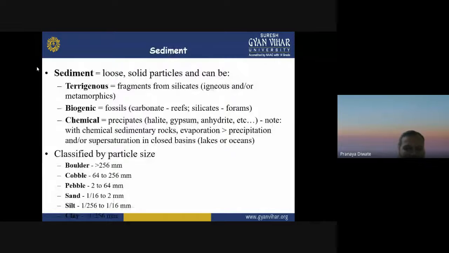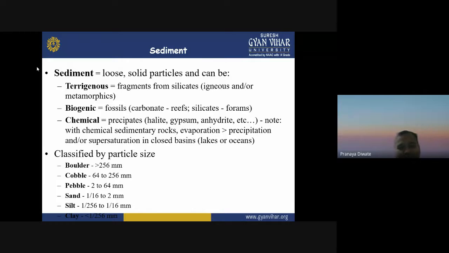Then you have biogenic sediment. Biogenic sediments are those which have fossils, and the chemical sediments are those precipitated as chemical sedimentary rock. Then you have evaporites, that are precipitated by supersaturation in a closed basin.